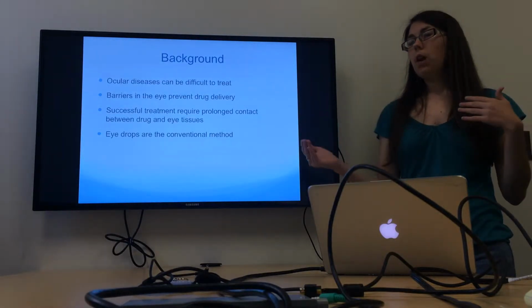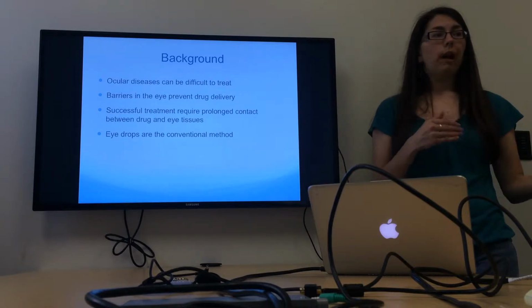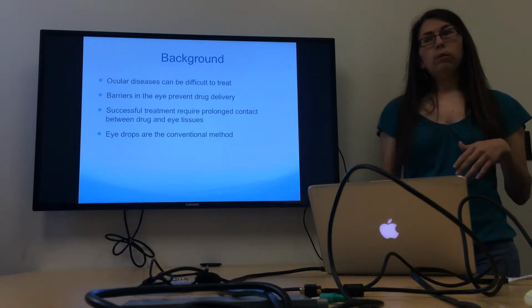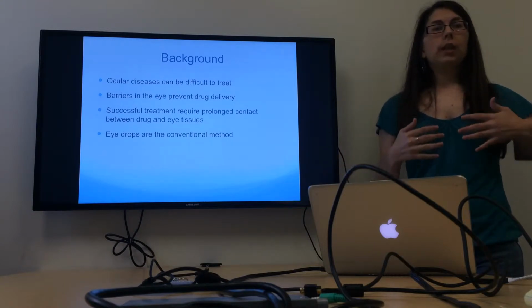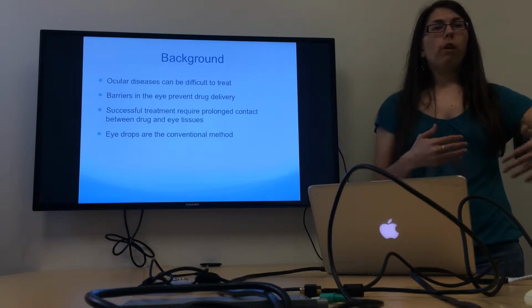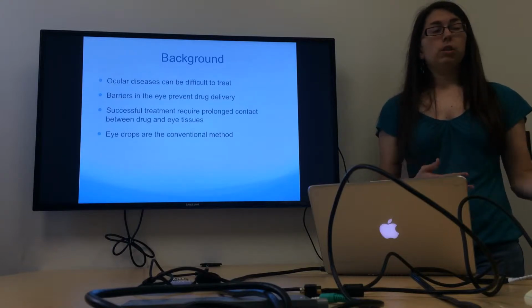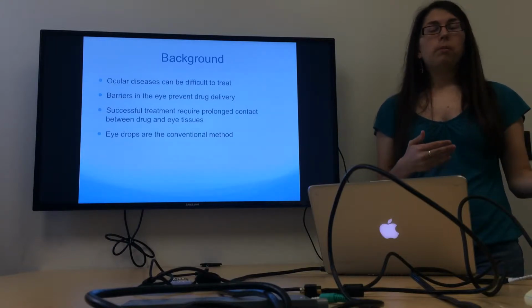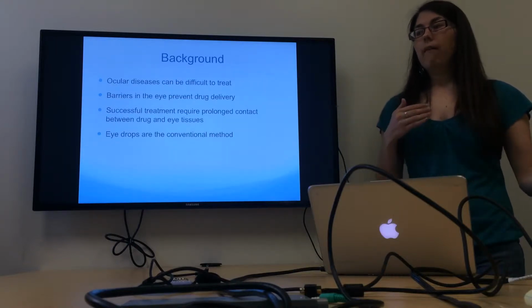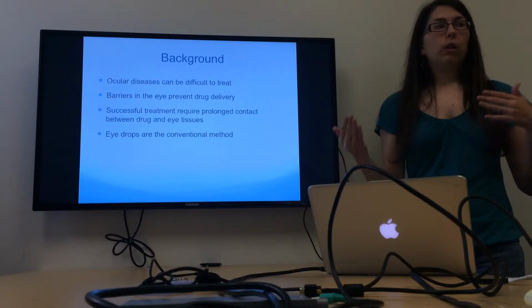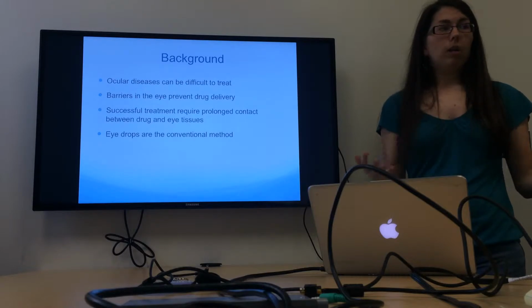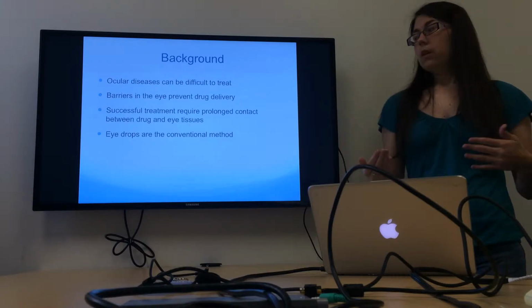These different things can cause the amount of drug delivered to the eye to actually be a very small amount. So the successful treatment of these diseases actually needs a longer period of time where the drug is in contact with your eye tissues. But this can be difficult depending on the toxicity, because if you have a high concentration of drug in contact with your tissues, it can actually be toxic to the body.